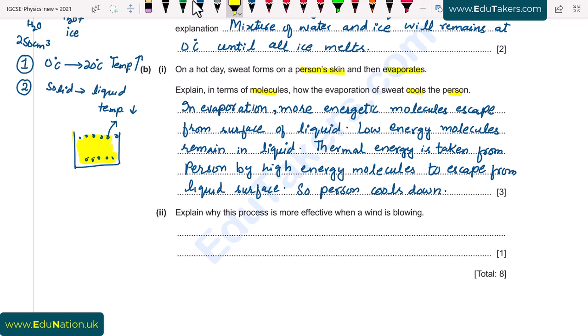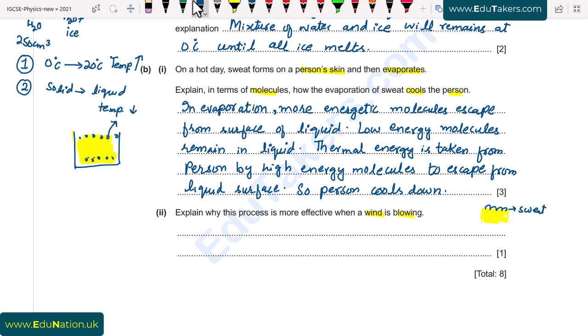Part 2. Explain why this process is more effective when a wind is blowing. So if we consider that this is the person's skin, and here is sweat. Some molecules have large energy and some have smaller energy. So the molecules that have large energy will evaporate and escape from the surface.